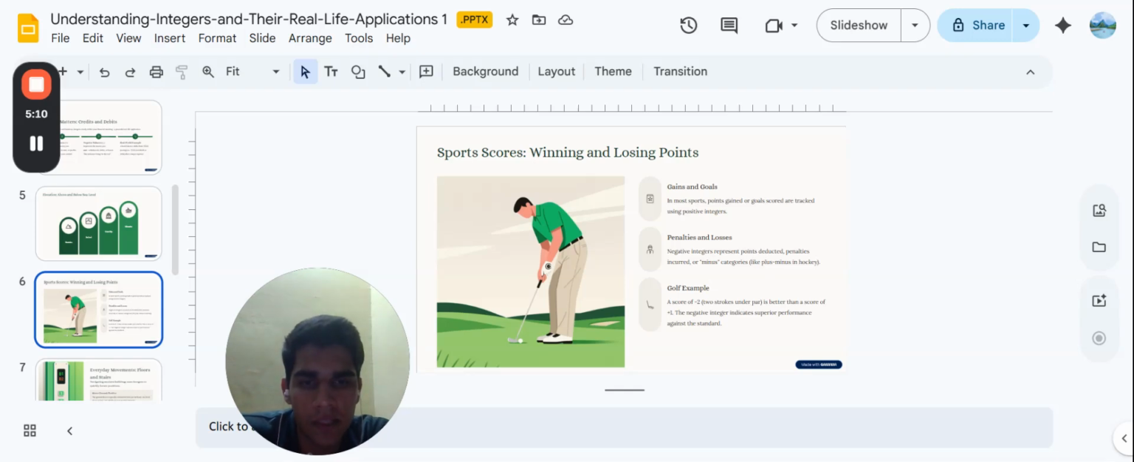The example given here is golf. A score of -2, that is two strokes under par, is better than a score of +1. The negative integer indicates superior performance against the standard. But in the case of football, we represent gain. If we have done a good performance, we represent it as positive, and when we have done a penalty, we use it as negative.